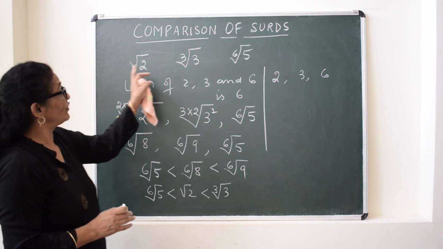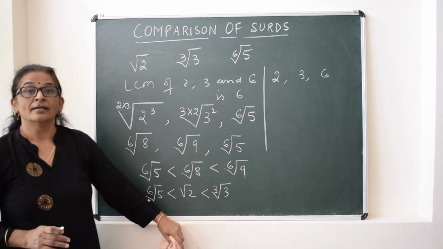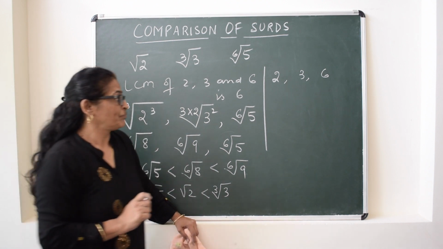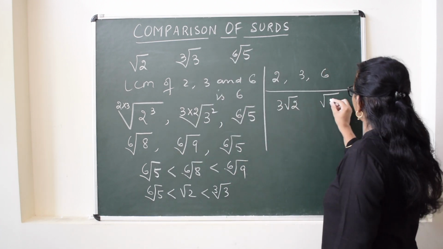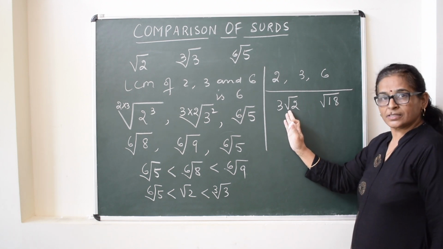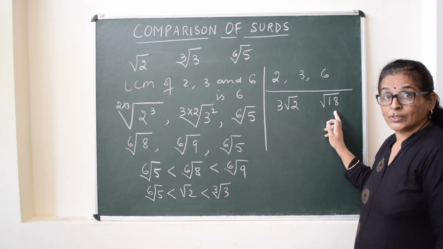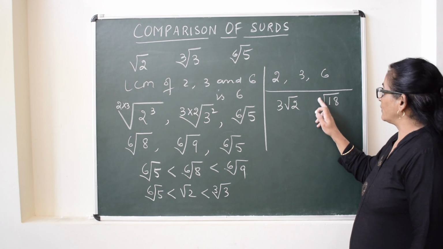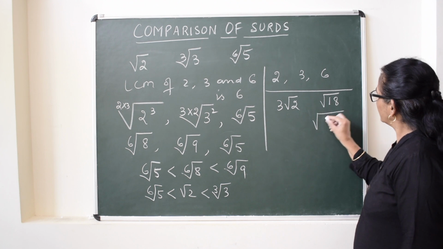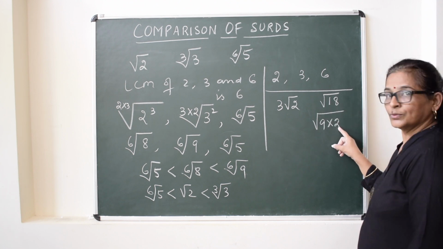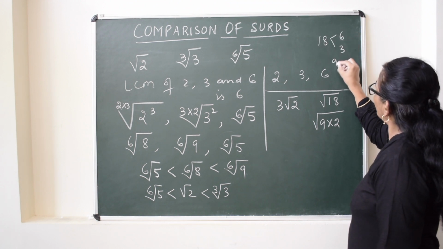When three surds of different orders are given, we have made the orders same and we have arranged them in ascending order. Now suppose the two surds are given in this way. One is in mixed form, one is in pure, and we have to compare them. Directly we cannot compare. So what will we do? Whenever the surds are given, we will write them in the mixed form and then we will check. So this we will change into 9 into 2, not 6 into 3, because 18 can be written as 6 into 3 or 9 into 2.